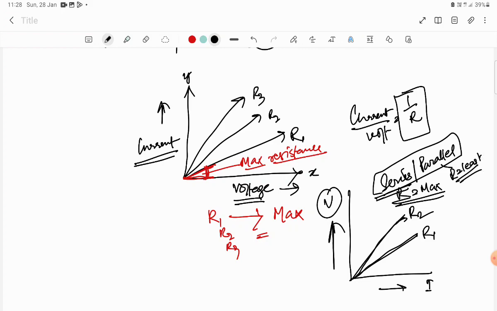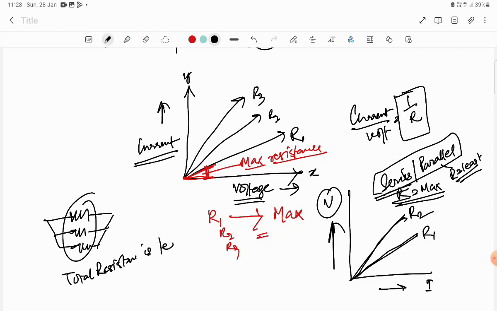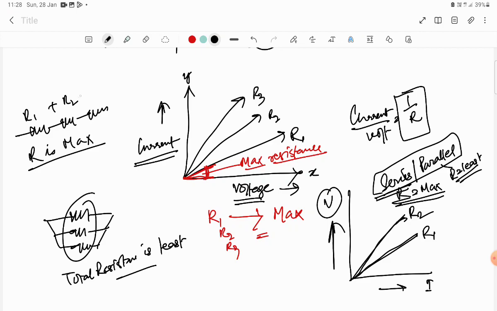When we connect resistances in parallel, suppose like this is a parallel connection, here the total resistance is least. And if we connect the same resistances in series, here R is maximum. Here we do R1 plus R2 plus R3, and for parallel we do 1 by R1 plus 1 by R2 plus 1 by R3.